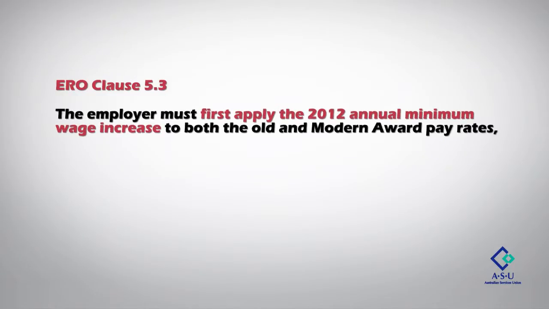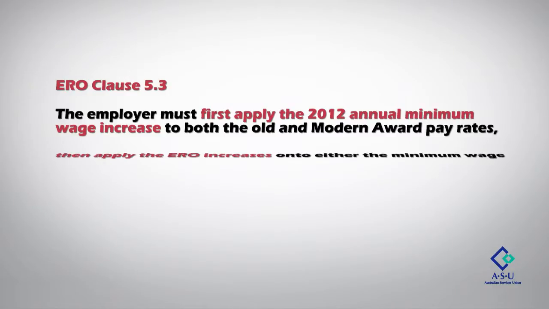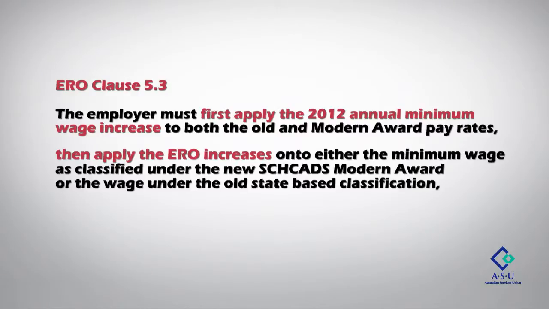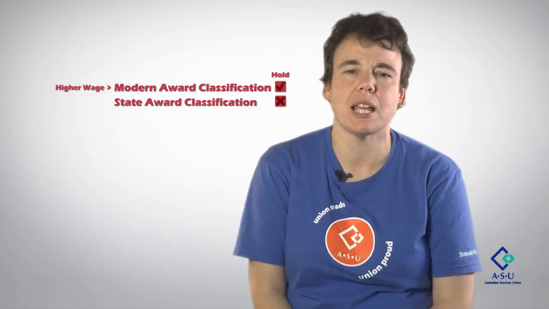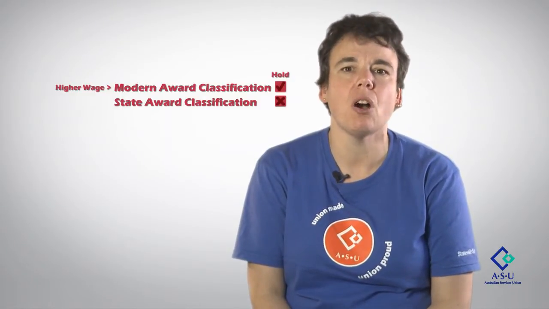The ERO Clause 5.3 states that the employer must first apply the 2012 annual minimum wage increase to both the old and modern award pay rates, then apply the ERO increases onto either the minimum wages classified under the new SCHCADS Modern Award or the wage under the old state-based classification, whichever's higher. If your wage is higher on your new SCHCADS Award classification, you can let go of your old state-based classification. You get the SCHCADS Award wage and you only need to hold the one modern award classification.